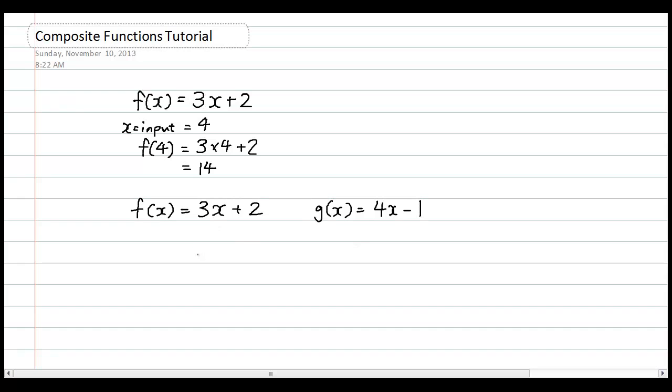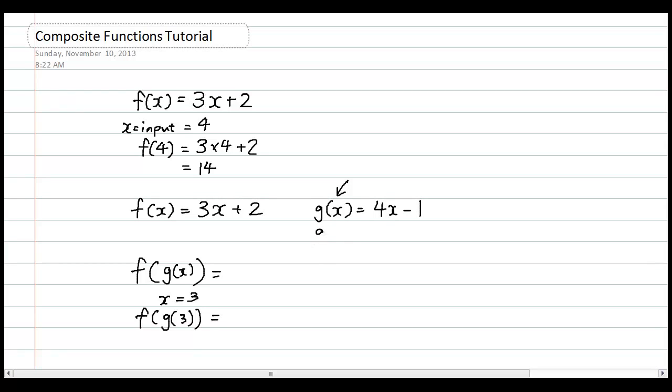Now these two functions at the moment are totally unrelated, but what I can do is embed the function g of x into f of x. So now it looks like this: f of g of x, so the input of the f function is the g function. Okay, so what does that mean? Now, for example, let's say x is equal to 3. So now this becomes f of g of 3. What that means is I'm going to put the number 3 into the g function.